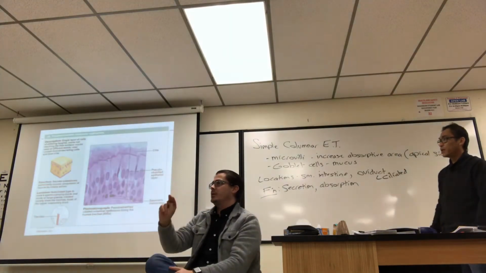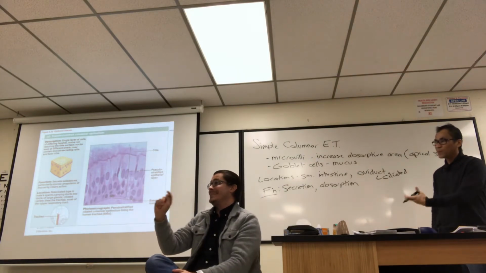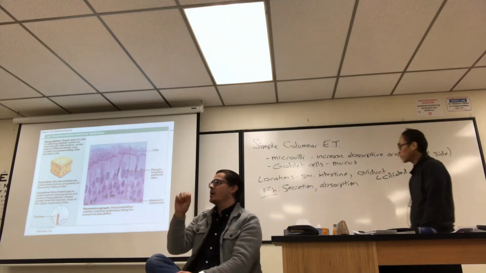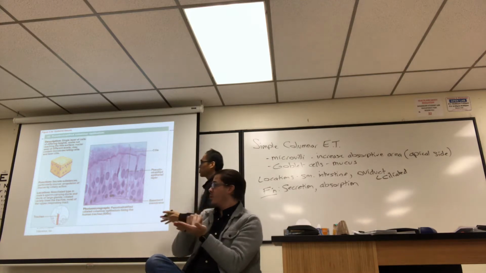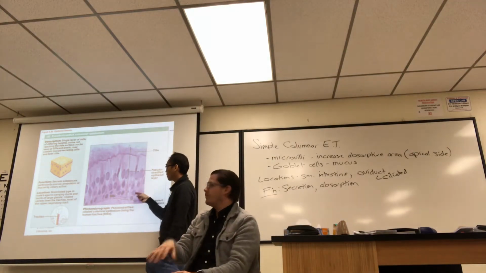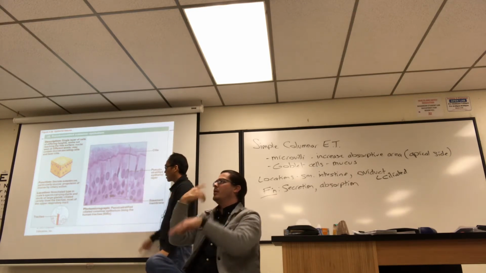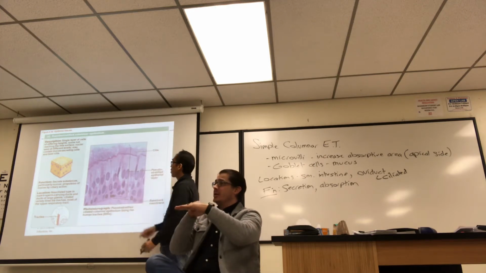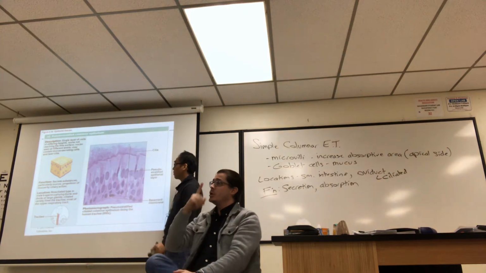Another type of columnar ET is one that appears stratified. If you look at the picture, I look at the nuclei. The nuclei are always your clue, okay? It looks like it's stratified because you see nuclei stacked on top of one another, but what you may not know is that every single cell is touching the basement membrane. So this is our ciliated, pseudostratified columnar epithelial tissue.